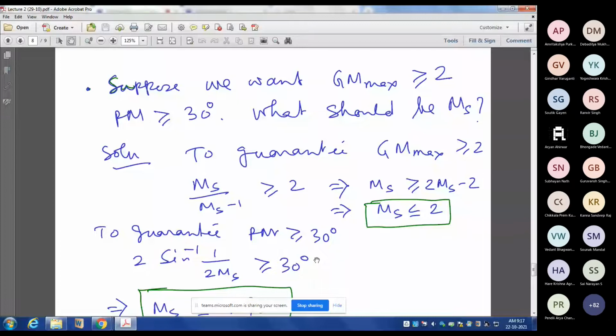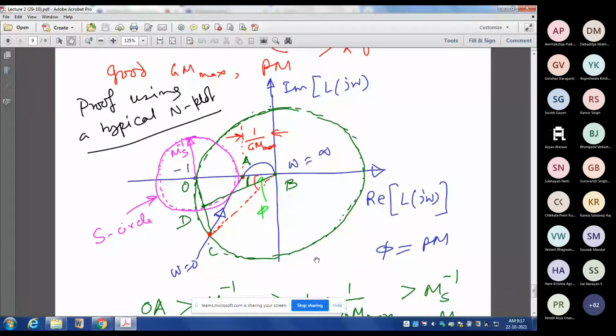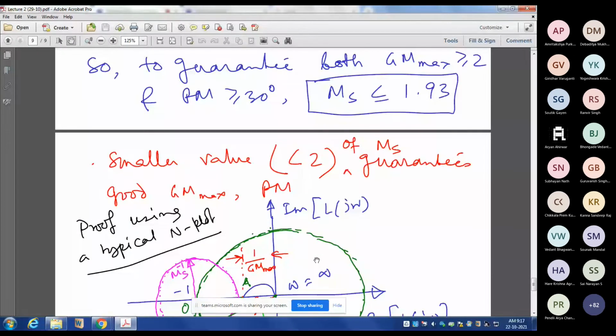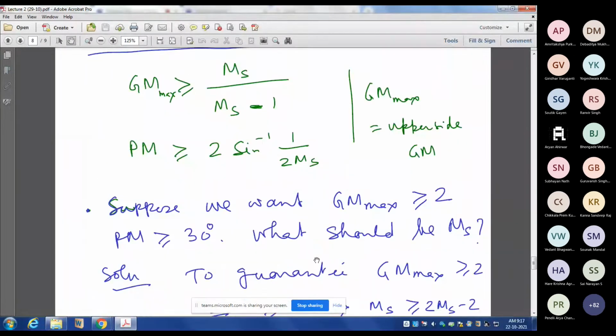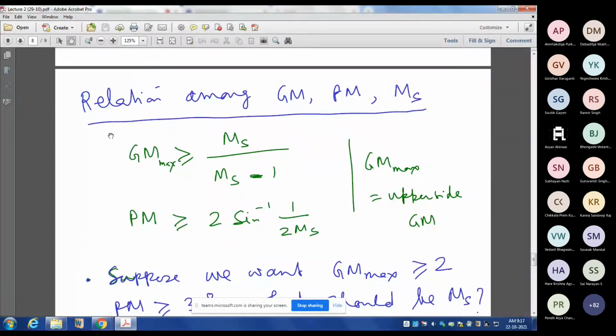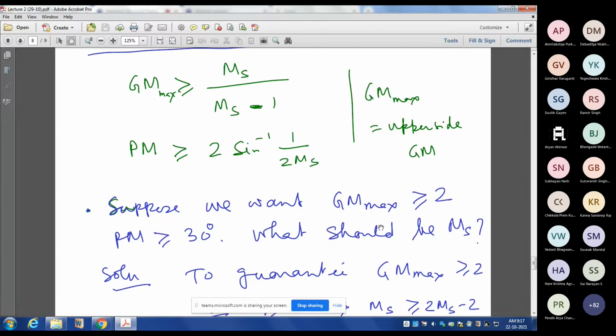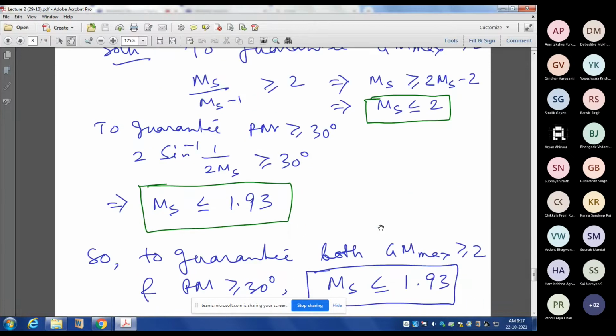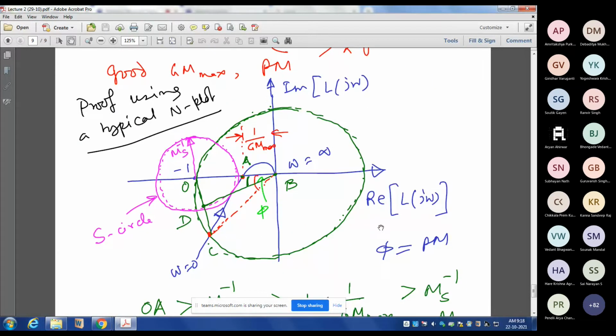So now the proof of this inequality we will do. I am considering a typical Nyquist plot, but it can be proved. The proof is the same for any Nyquist plot. It doesn't matter.